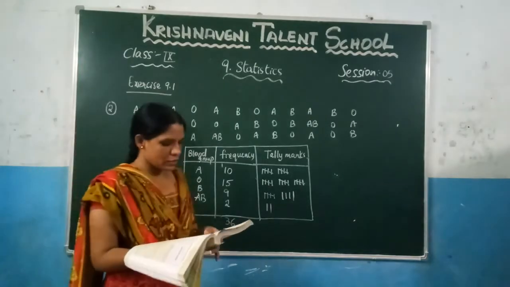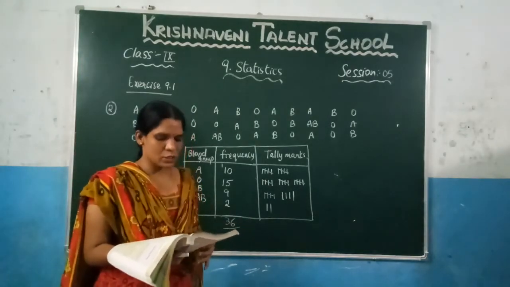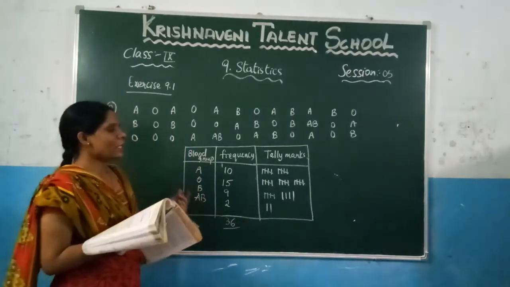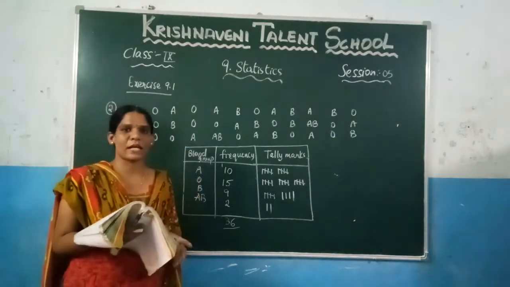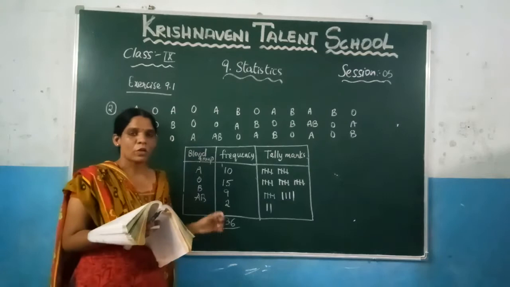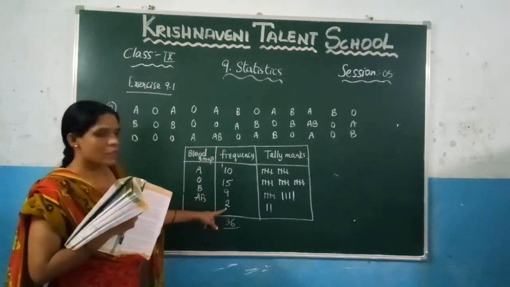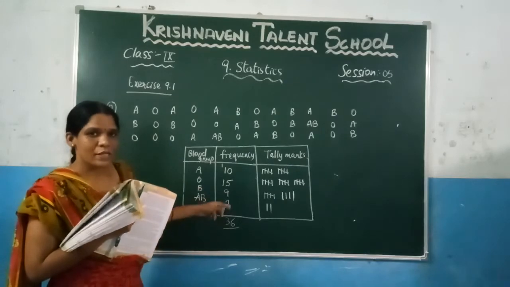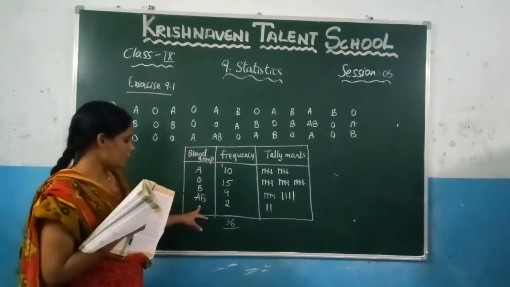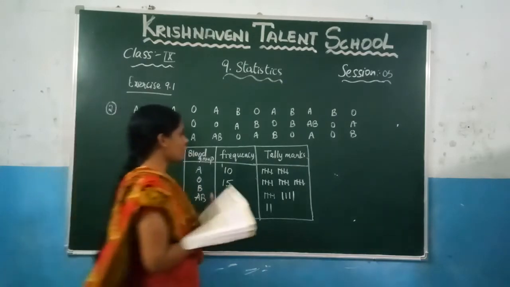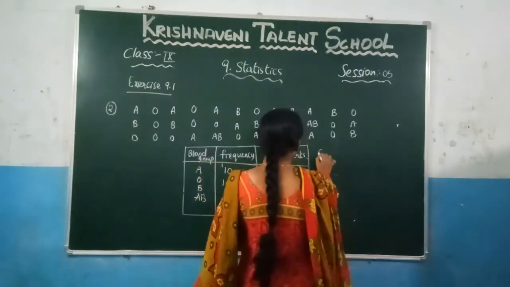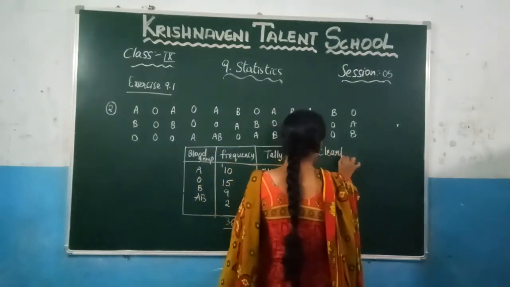And the next one they asked here is the rarest blood group. That means only a small number of students have that blood group. That means you need to find the smallest number. So among these, what is the smallest number? Which is 2. So what is the rarest blood group in this data? Which is AB. Now write that one clearly from the frequency distribution table.